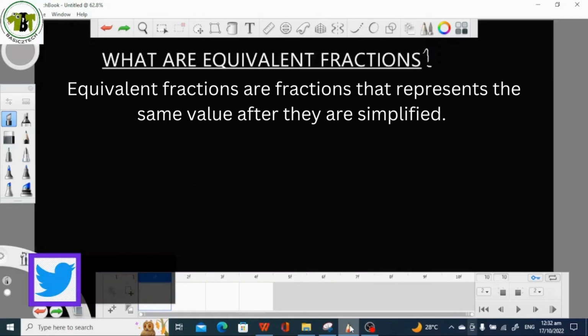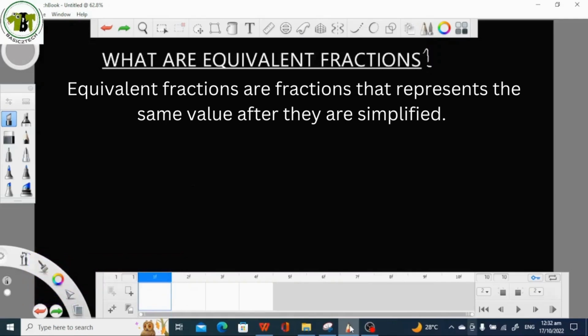What are equivalent fractions? Equivalent fractions are fractions that represent the same value after they are simplified. For example, if we have 1 over 2, 1 over 2 is the same as 2 over 4. Now, these are equivalent fractions. You might ask, how? When we simplify 2 over 4 as much as possible, we should get 1 over 2.